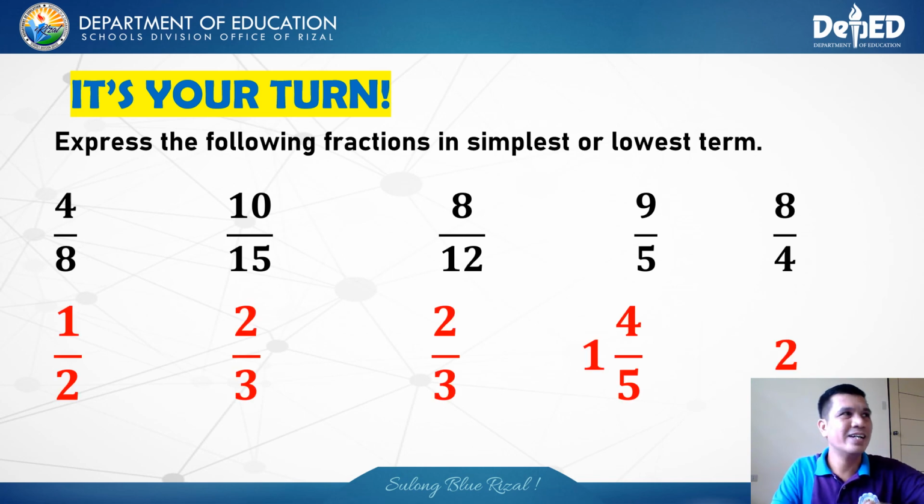Very good. You got it all correct. So 1 half is the answer in number 1, 2 thirds in number 2, 2 thirds in number 3, and 1 and 4 fifths in number 4. And number 5, the answer is 2. Okay, you can comment your score. Who got 5? I hope na nakuha ninyo ang ating lesson for this morning.